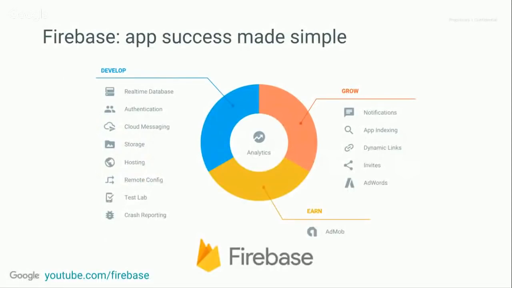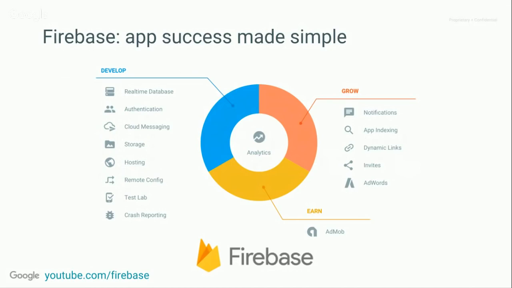So what does Firebase constitute of? Like I said, we have three broad pillars: develop, grow, and earn. Within the develop pillar, we have a bunch of great products that developers would love. So we have real-time database, authentication, cloud messaging, which is enabling sending billions of messages on a daily basis. Storage, if you are a social app and there are a lot of images and files that could get stored, then you can use Firebase storage to host these files and images.